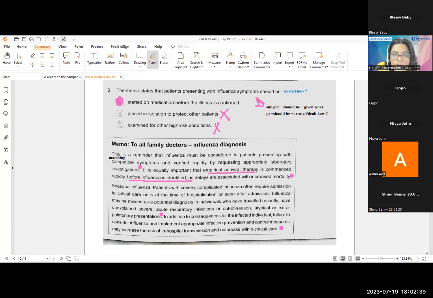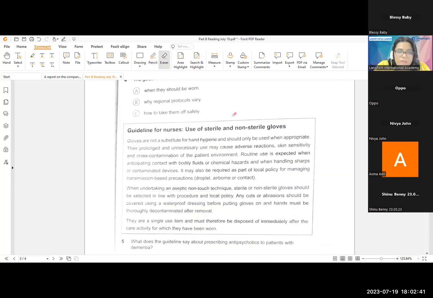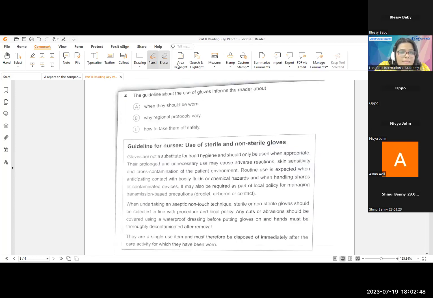Okay, let's move on to the fourth question for today. Here we go. Blessy, if you don't mind, can you read the question for me, please? This one. The guideline about the use of gloves informs the reader about. The guideline, we are going to read a guideline which is about the use of gloves, informs the reader about.